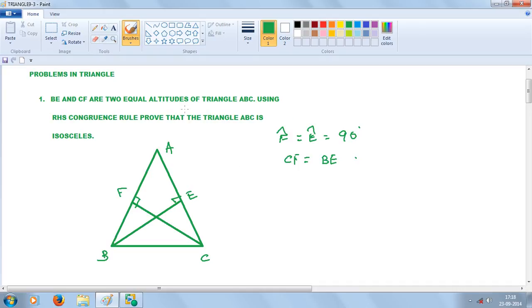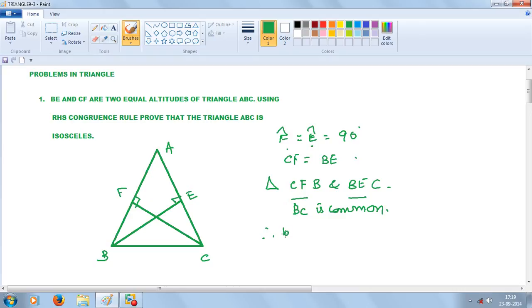Now he says using RHS congruence rule prove that the triangle. He has given the rule also. So we have to use the RHS congruence rule. So we'll consider triangle CFB and BEC, these two triangles. So it's what is given. So here CF is equal to BE, one part is there. Another, angle F is equal to angle E. And BC is common to both the triangles.